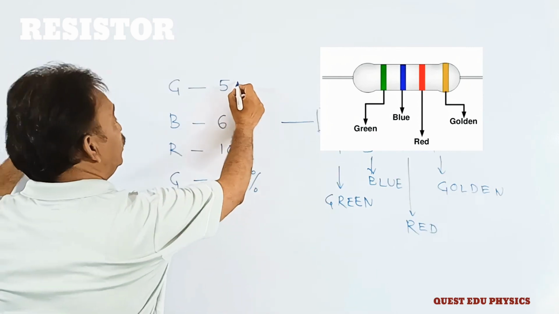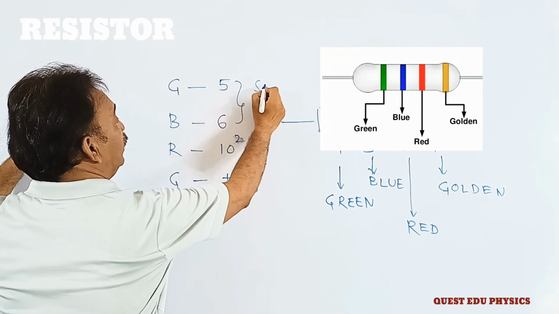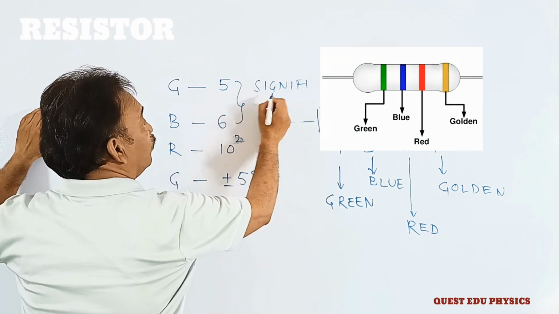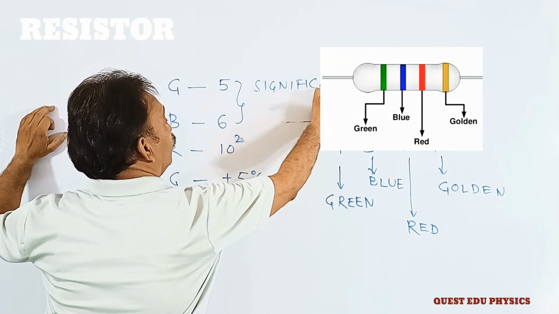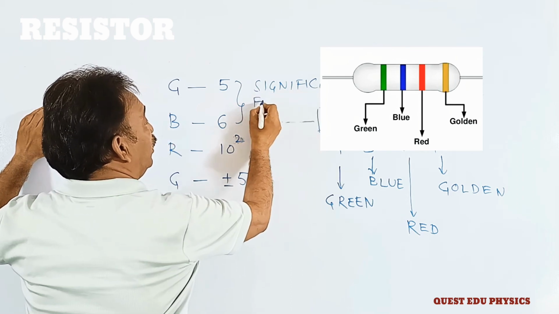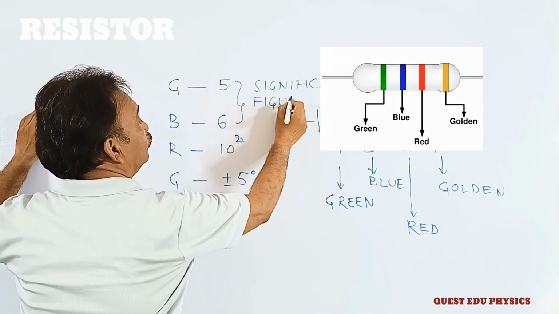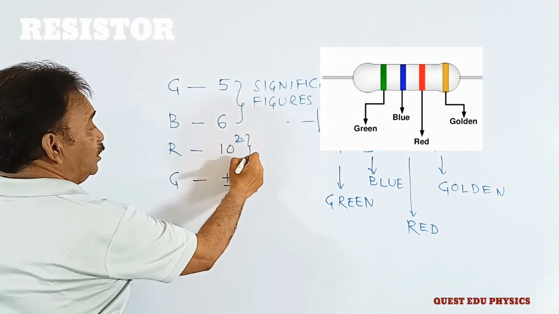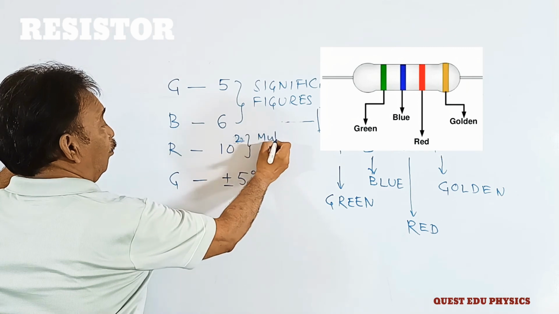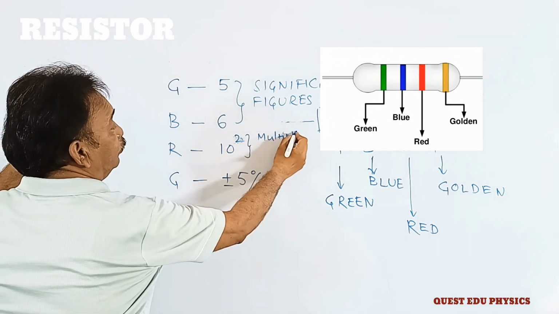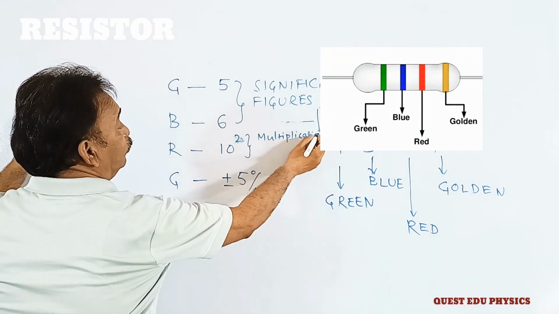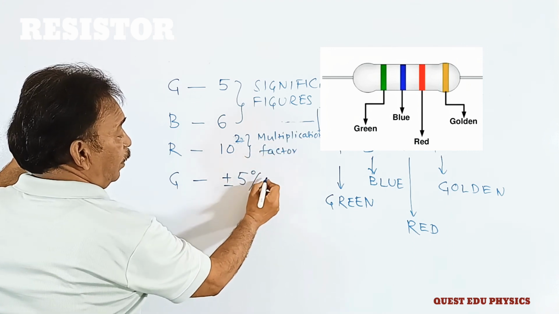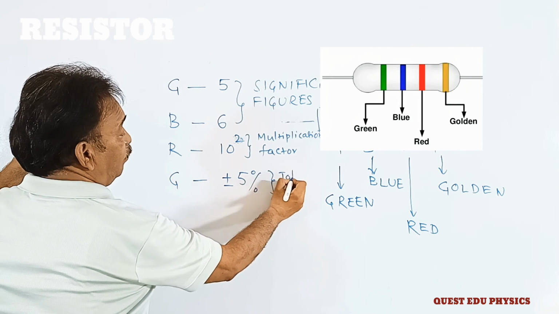Here, green and blue, these are the significant figures. Here, 10 square is the multiplication factor, and this is the tolerance.